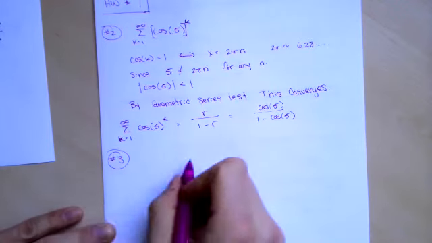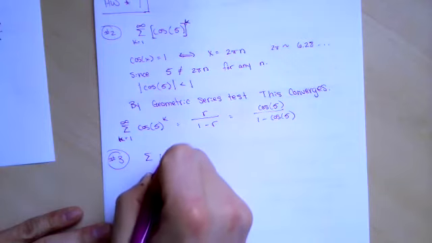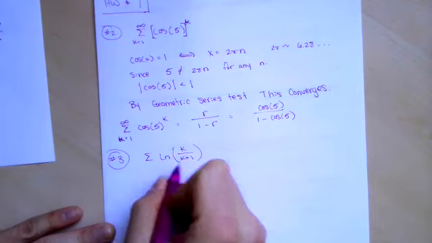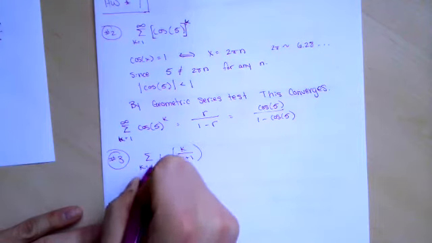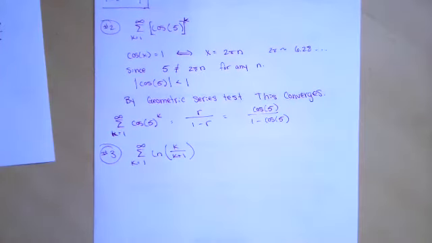Let's take a look at number 3. So now we want, same directions, I think: determine whether it converges or diverges. And I think if it converges, we want to actually find the value it converges to. So natural log of k over k plus 1. This one's a little weird.